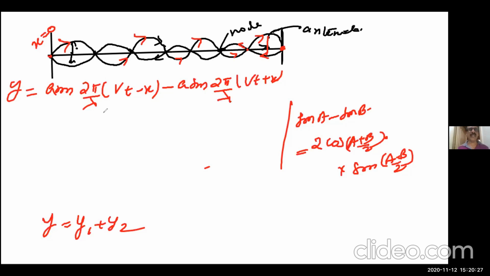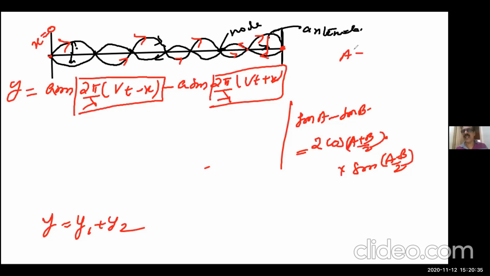Here A means this part, and this is B. So the working you can do later. A plus B by 2 is Vt minus x plus Vt plus x by 2. Then A minus B by 2. Then substitute, and the final answer will come like this.